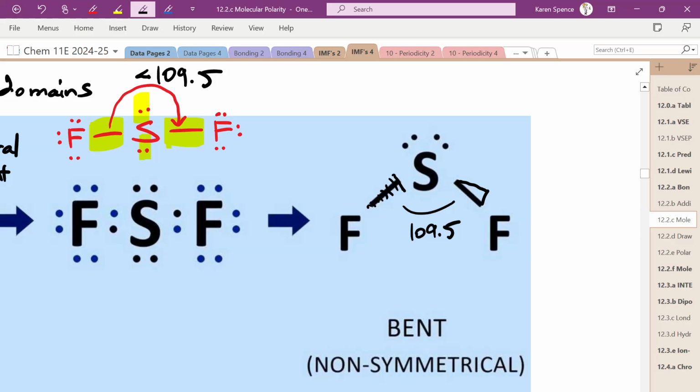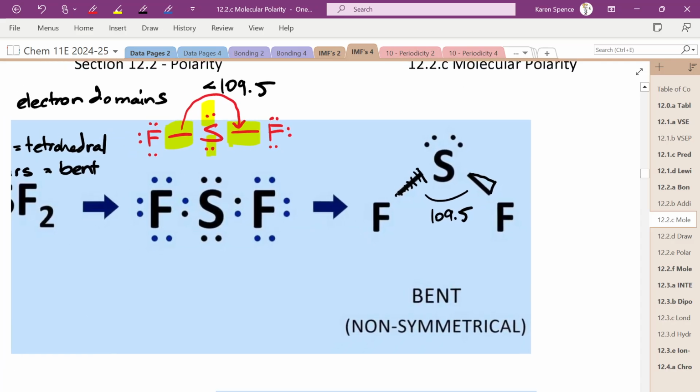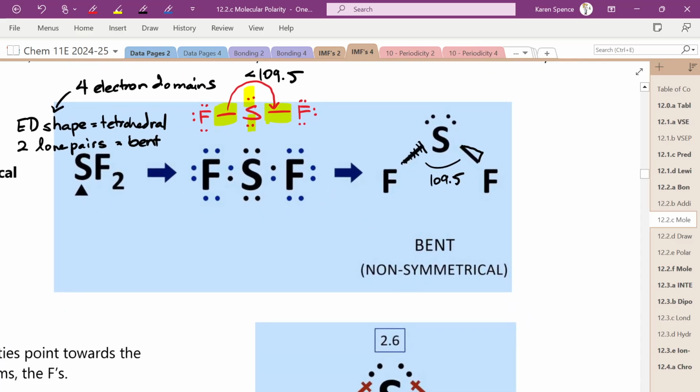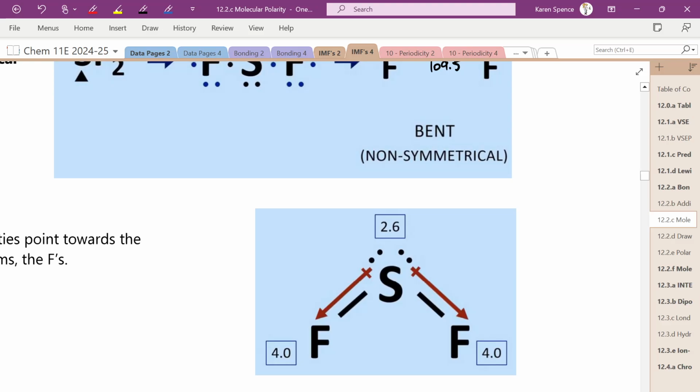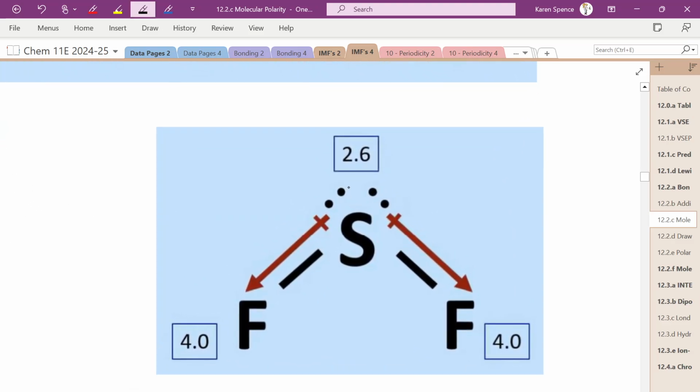So you look at this thing and you say, I have sulfur, which has an electronegativity of 2.6. Even if you weren't given values, what do you know about fluorine and its electronegativity? Fluorine is the most, more than anybody. So our dipole moment is always going to point towards fluorine.